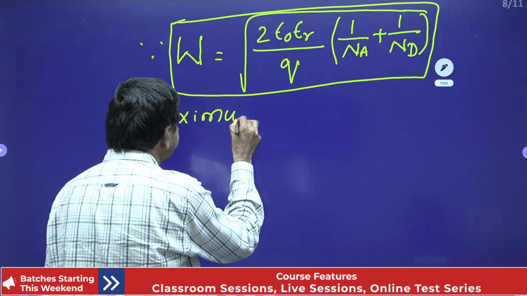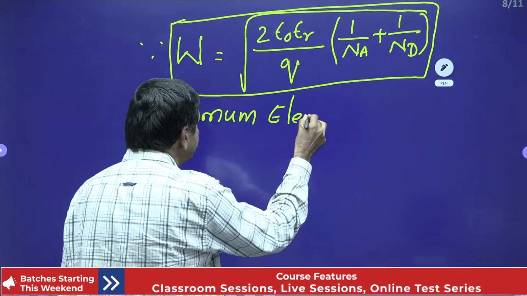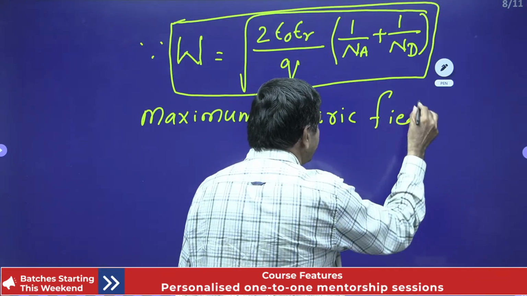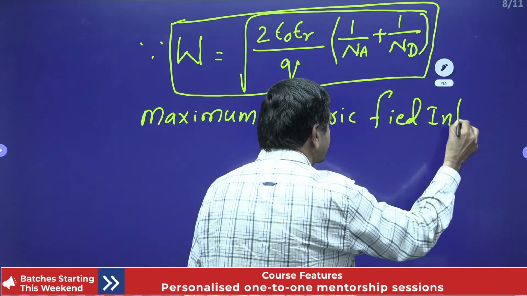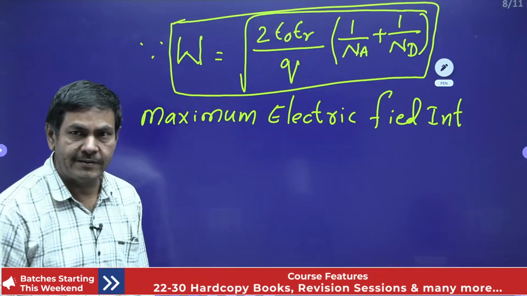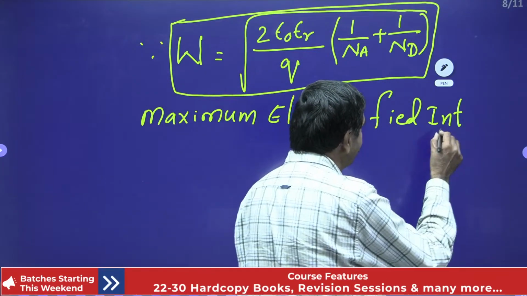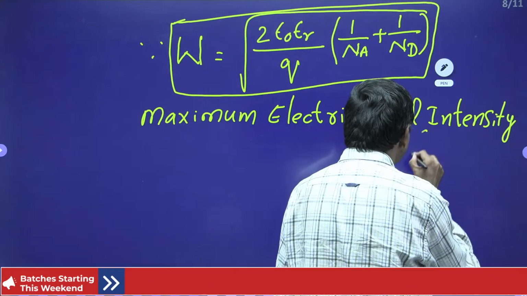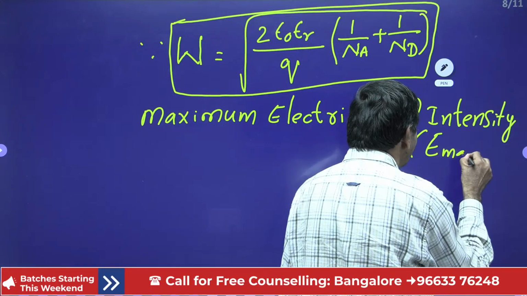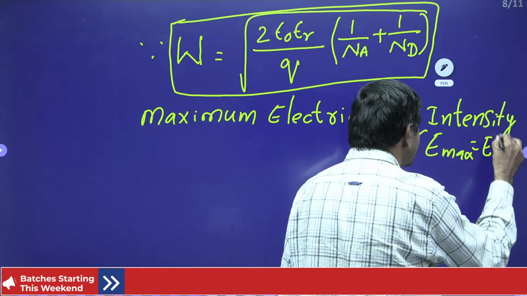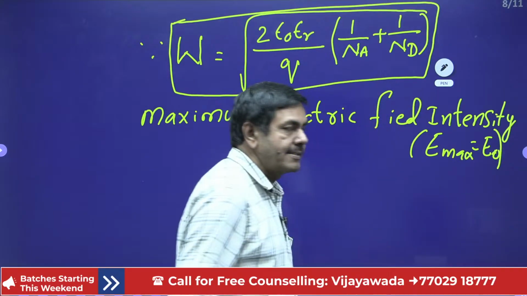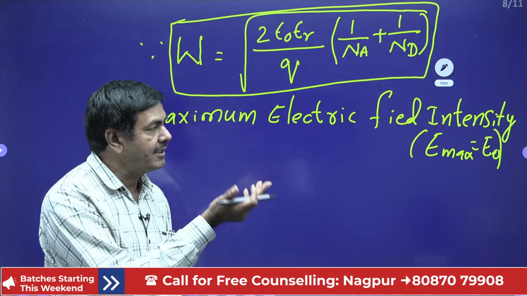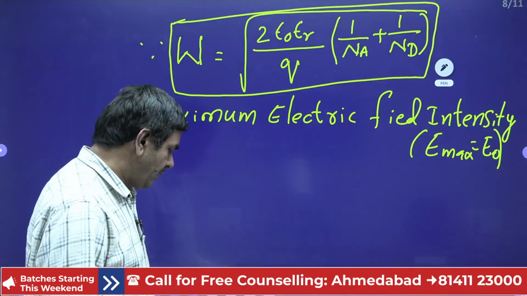Maximum electric field intensity. In the problems, it becomes necessary to find the maximum electric field intensity. It is denoted by the symbol E max. Otherwise, they will write E naught also. When the PN junction diode is an open circuit, we are finding E naught and E maximum. Both are the same.